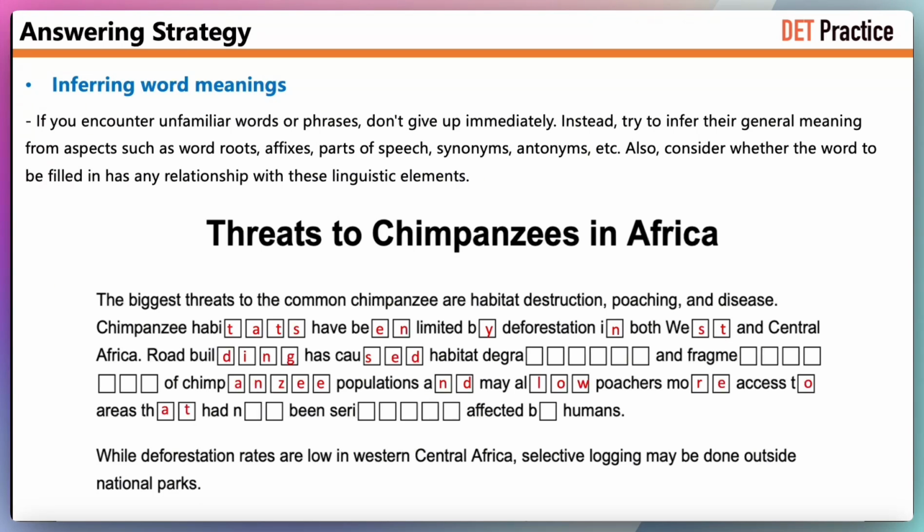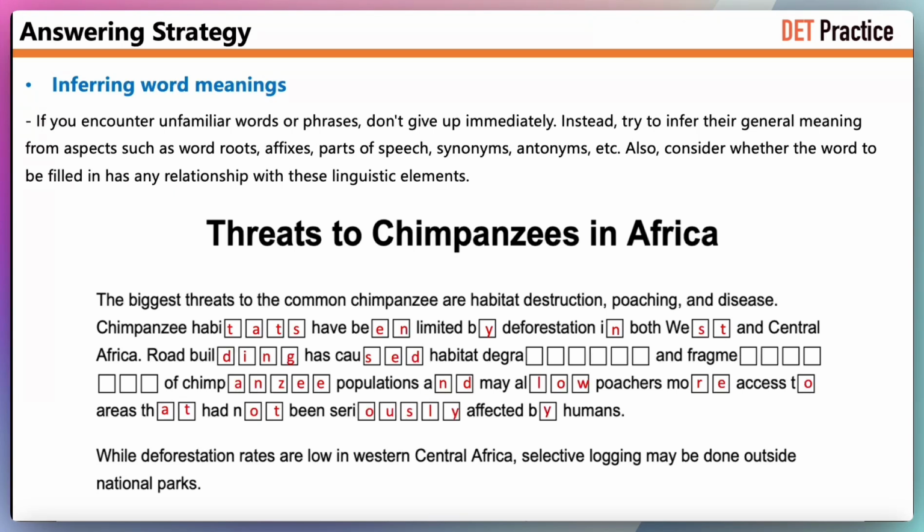The word starting with th should be that. How do we deduce this? It's a relative clause, and that is a relative pronoun. The word starting with n and after had should be not. After been, we need an adverb modifying the verb affected, so fill in seriously. The last one is by because it's in passive voice.